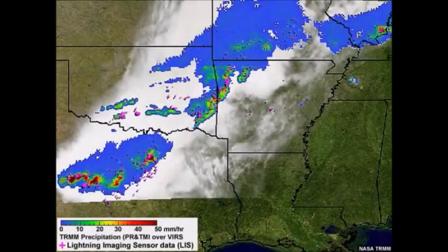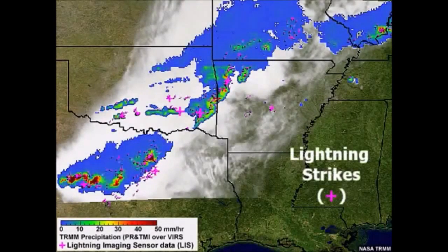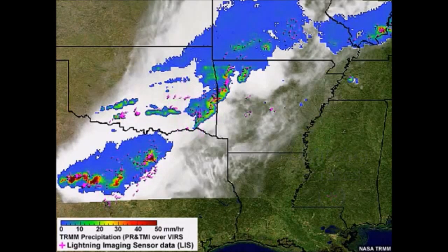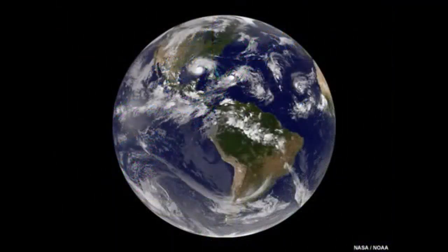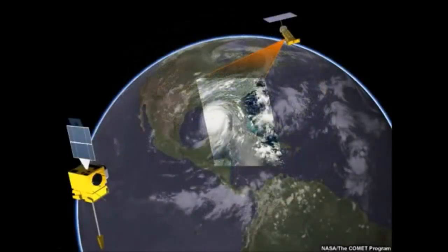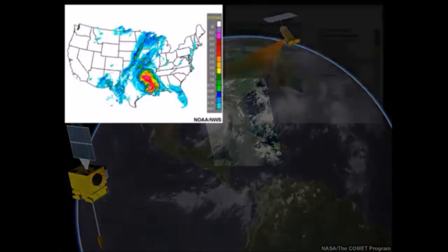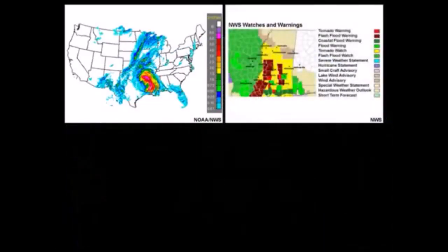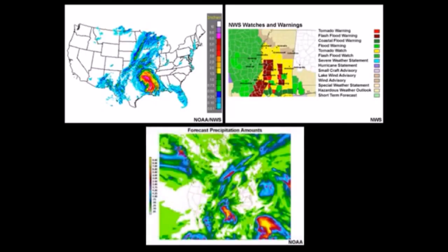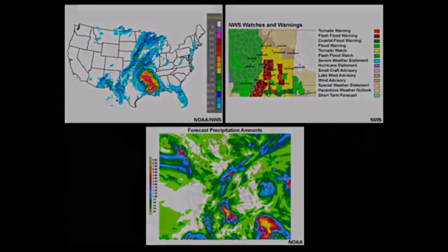The GLM's continuous observations will help forecasters predict and track severe thunderstorms and related hazards, including lightning, tornadoes, hail, microbursts, and flash floods across nearly all of the Western Hemisphere. The combination of data from the GLM, ABI, and polar orbiting satellites will help improve real-time estimates of precipitation, improve warnings of potential flash flood conditions, and will be used by numerical weather prediction models to help improve hurricane forecasts.